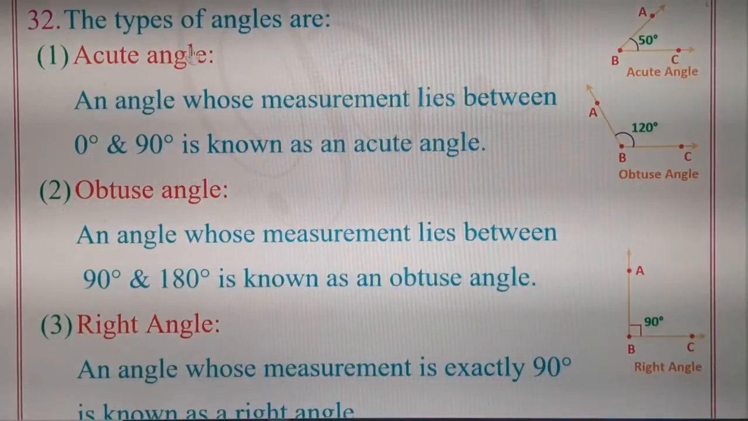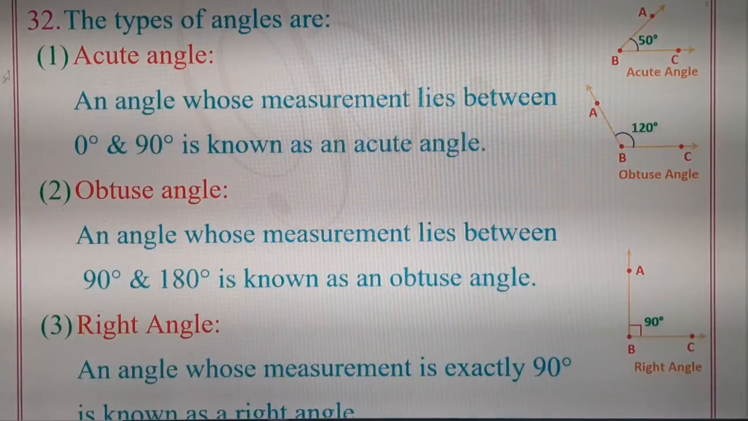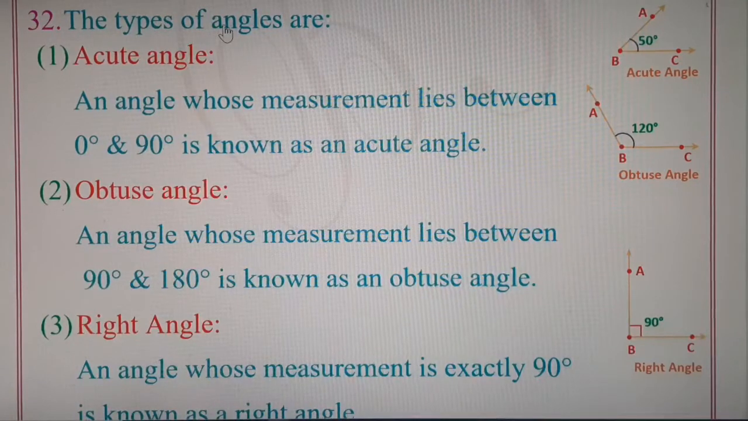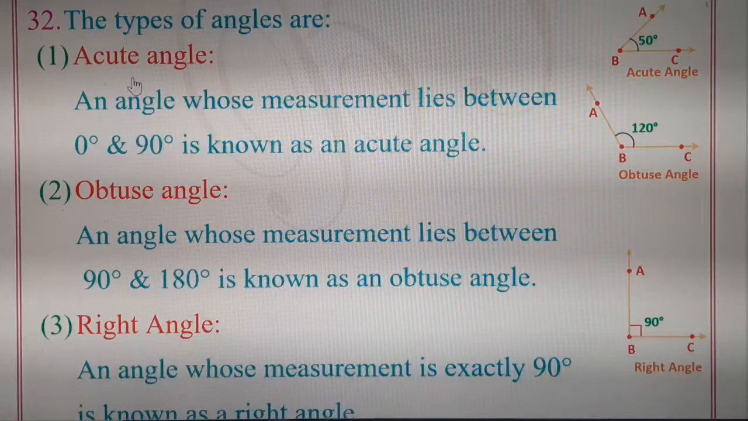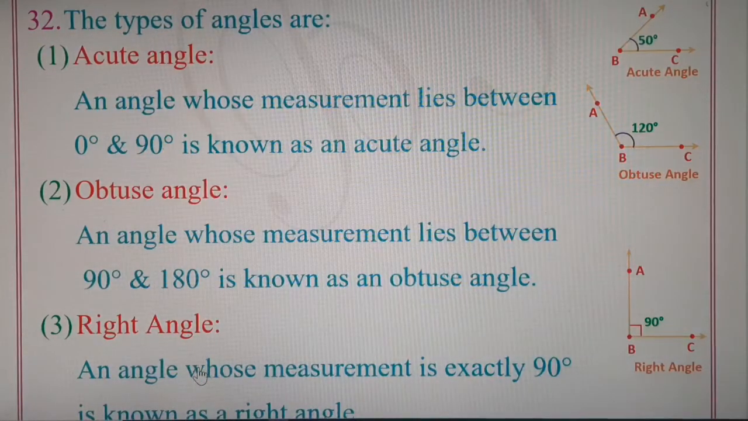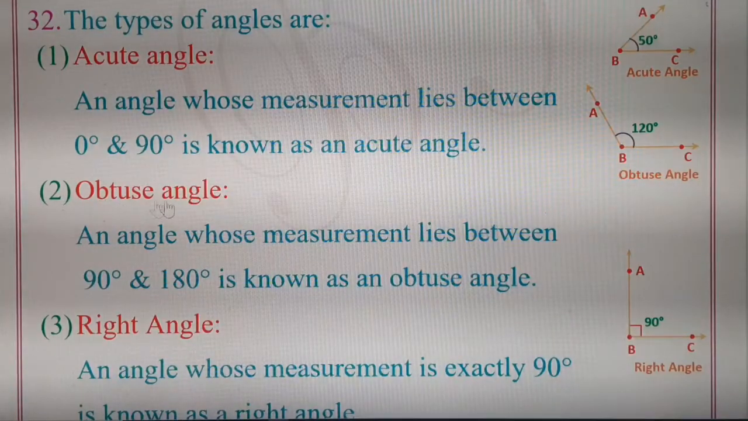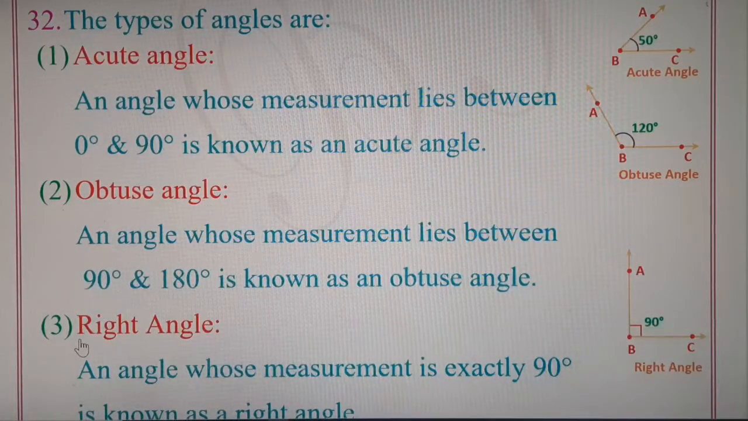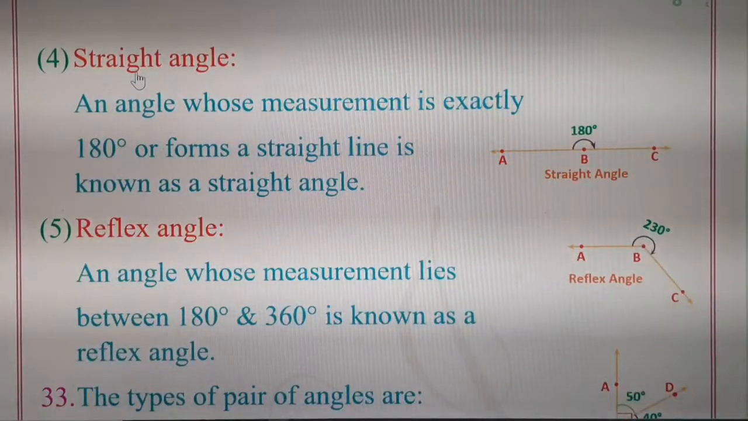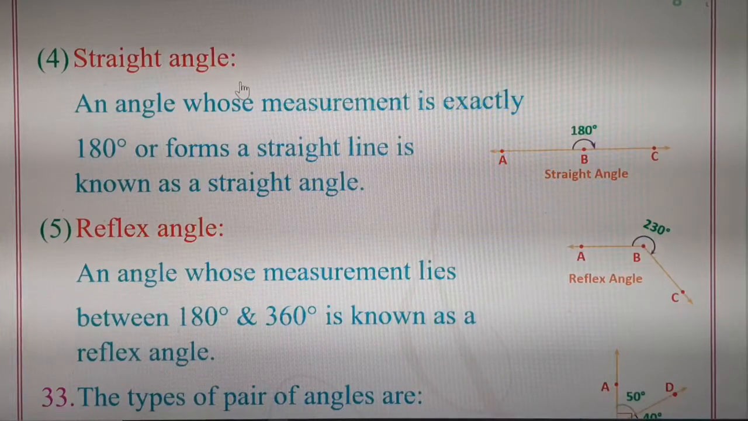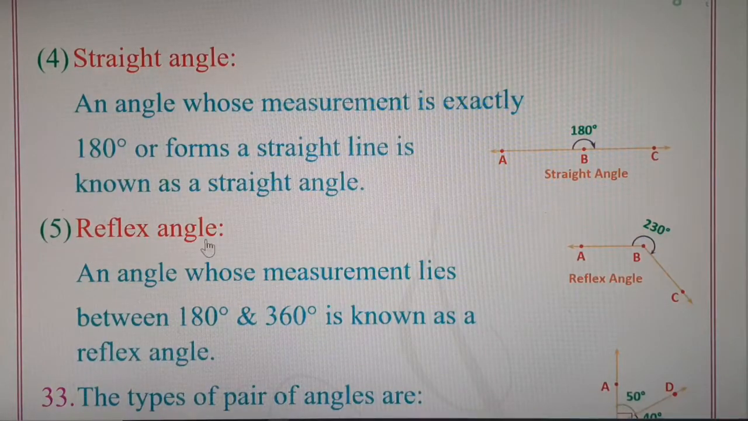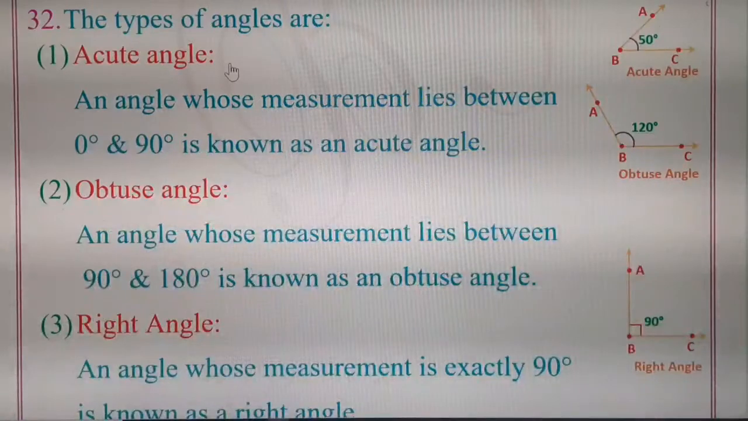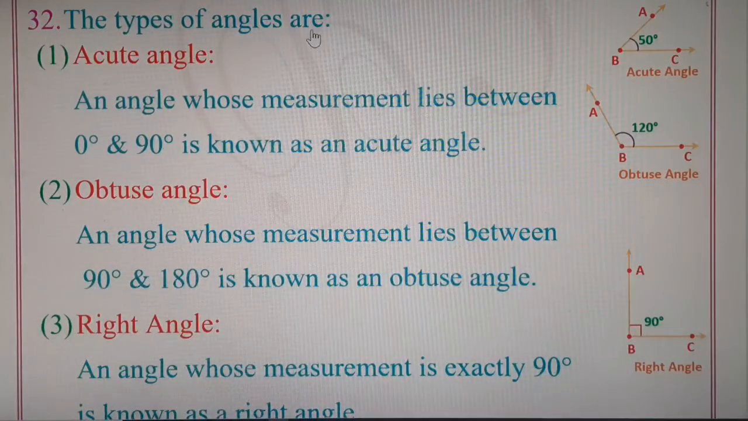Now we'll be learning about the types of angles. The next topic is types of angles. Now there are many varieties of angles. Some of them are listed down here. The first type of angle is acute angle. The second type is obtuse angle. The third type is right angle. The fourth type is straight angle. And the fifth type is reflex angle. So we'll be learning about 5 different types of angles.